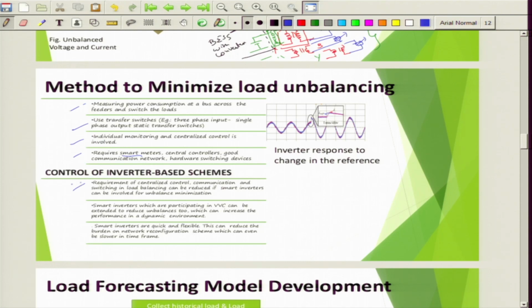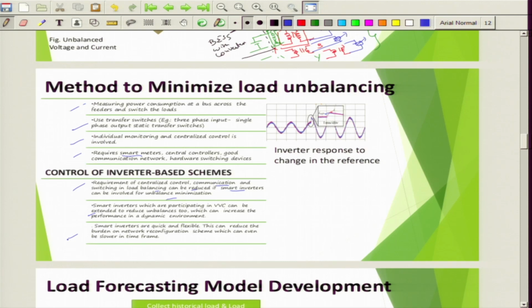So, control of inverter based schemes. The requirement of centralized control, communication and switching, and load balancing can be reduced if smart inverters can be involved for unbalance minimization. Smart inverters which are participating in volt var control can be extended to reduce unbalances too, which can increase the performance in a dynamic environment. And smart inverters are quick and flexible. This can reduce the burden on the network reconfiguration scheme, which can even be slower in time frame.